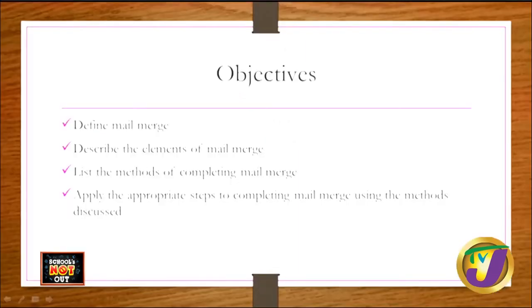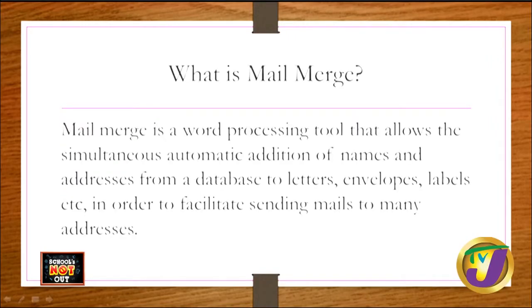Today, we'll be looking at the definition of mail merge, the elements of mail merge, the methods that we use to complete mail merge, as well as the steps that we use to complete mail merge using various methods. Now, what is this mail merge that we're talking about? Mail merge is a word processing tool that allows the simultaneous automatic addition of names and addresses from a database to letters, envelopes, labels, and so on, in order to facilitate sending mails to many addresses.